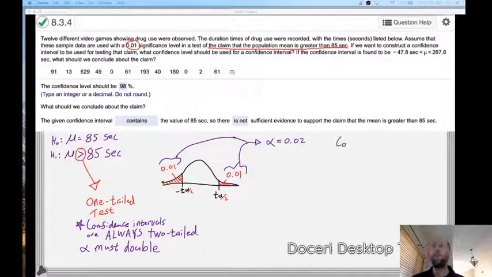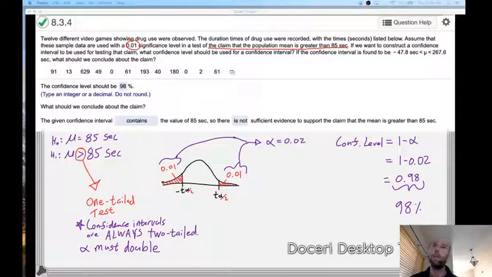We can determine our confidence level by using the formula that it's equal to 1 minus alpha. And so if we just subtract this 0.02 from 1, we end up with 0.98, which is 98%, representing what the confidence level is if we're using a confidence interval. Again, because confidence intervals are always two-tailed. We cannot have one-tailed confidence intervals.